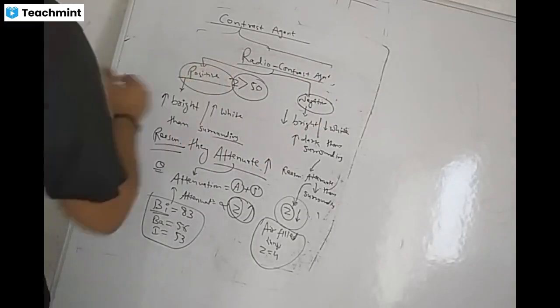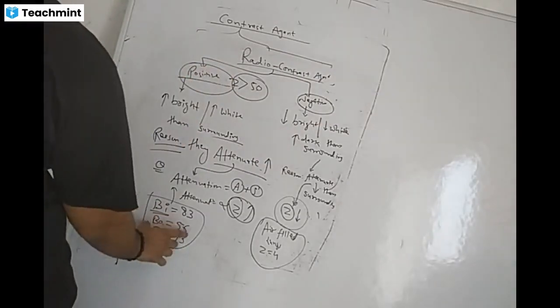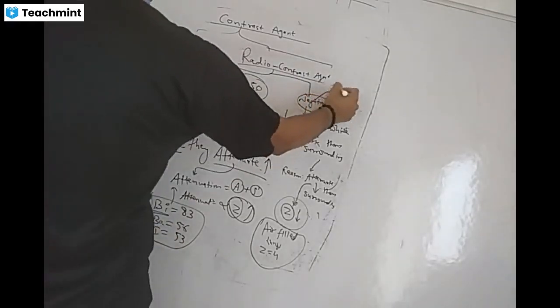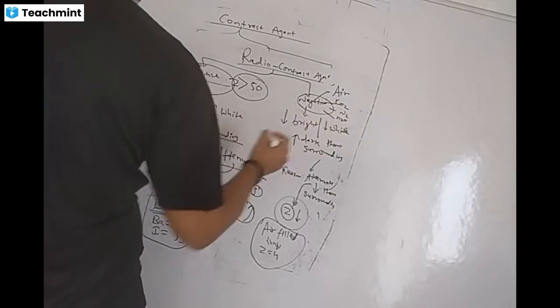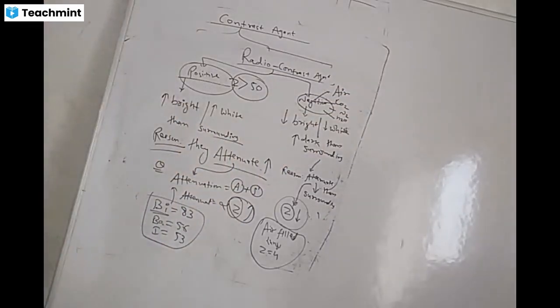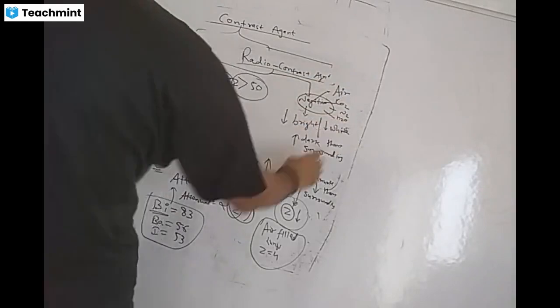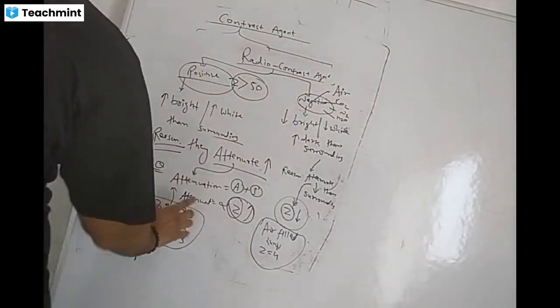Examples of positive: barium sulfate, which is oral, and iodine. What are the examples of negative? Air, CO2, nitrogen, and water. So these four are negative contrast: air, CO2, nitrogen gas, and water. Positive are barium sulfate and iodine.